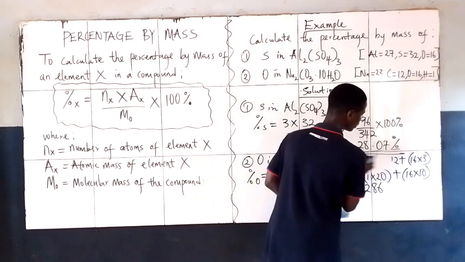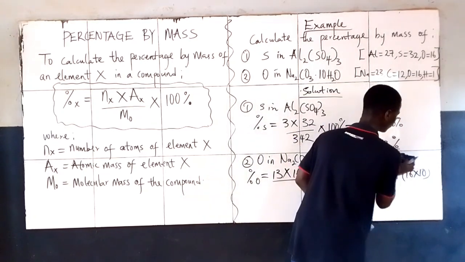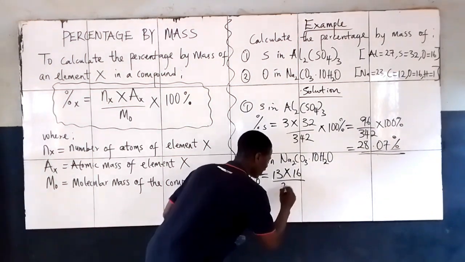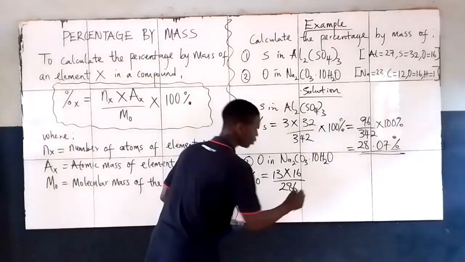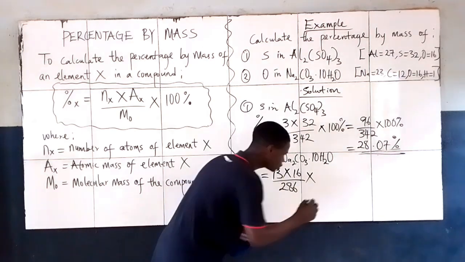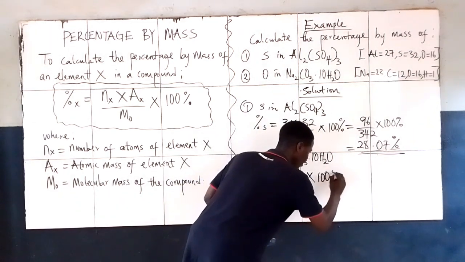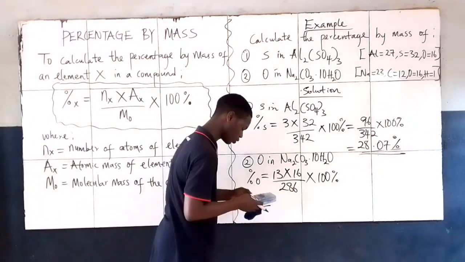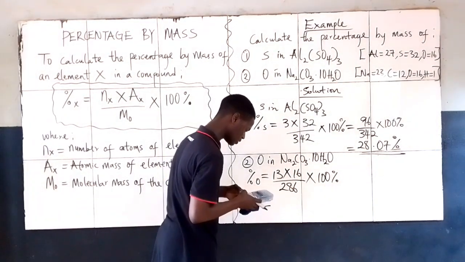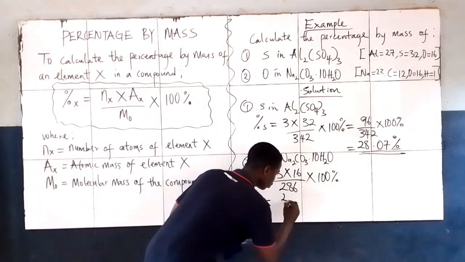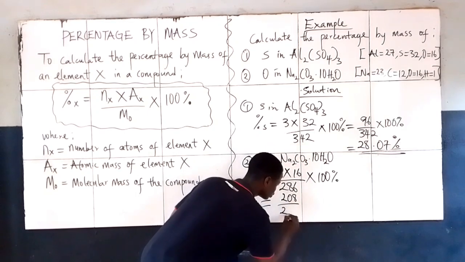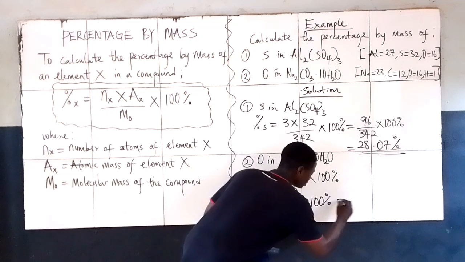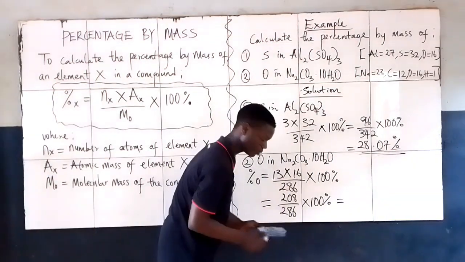Let's clean the rough work, okay, so we won't be congesting our solving. Alright, now we have gotten it to be over 286. We now say times 100%. Good. So now you have this. Work this out. 13 times 16 is 208. So 208 over 286 times 100%. So we'll do this with our calculator from here.